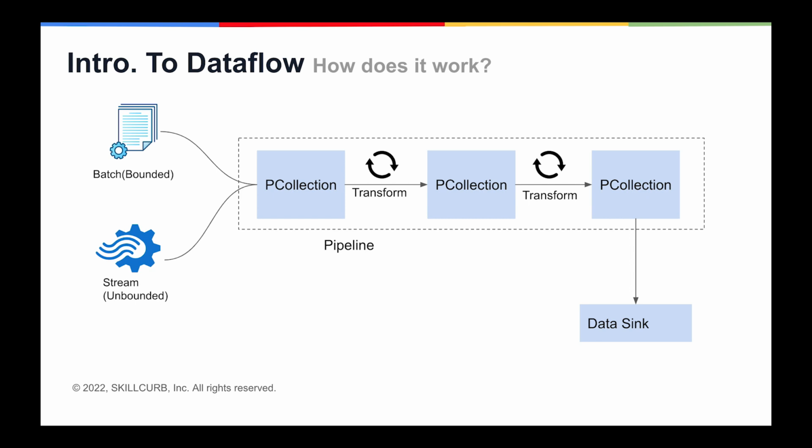A transform denotes a stage in your pipeline or a data processing procedure. Use PCollections as inputs and outputs for your transformations. Your pipeline will be defined by several transform phases, each of which accepts one or more PCollections as input and produces zero or more PCollections as output.